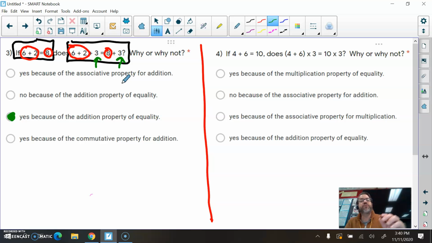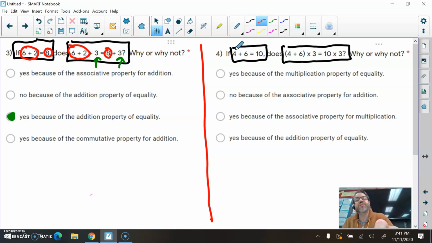All right, number 4 is very similar. If 4 plus 6 equals 10, and it does, does 4 plus 6 times 3 equal 10 times 3? Well, it looks like it will. But again, I can show I have this equation right here. I have this equation right here.